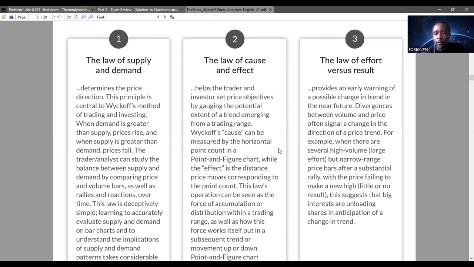Another law that guides Wyckoff is the law of effort versus result.